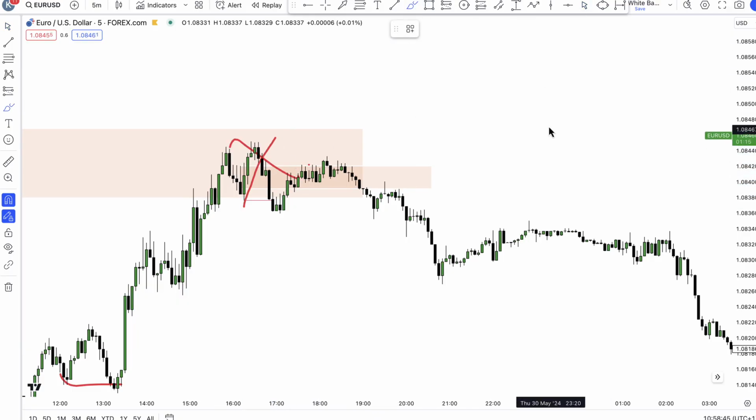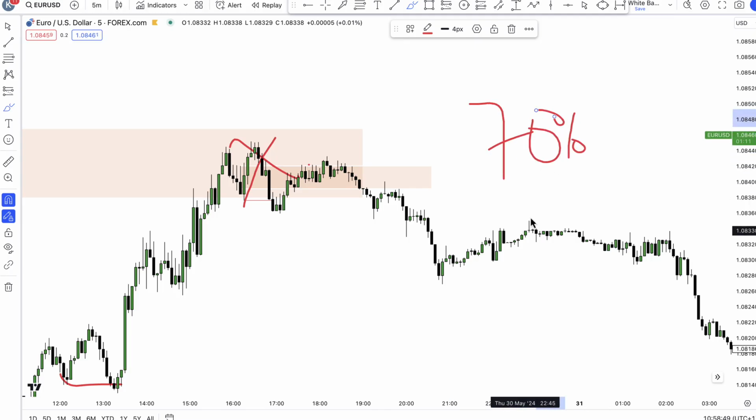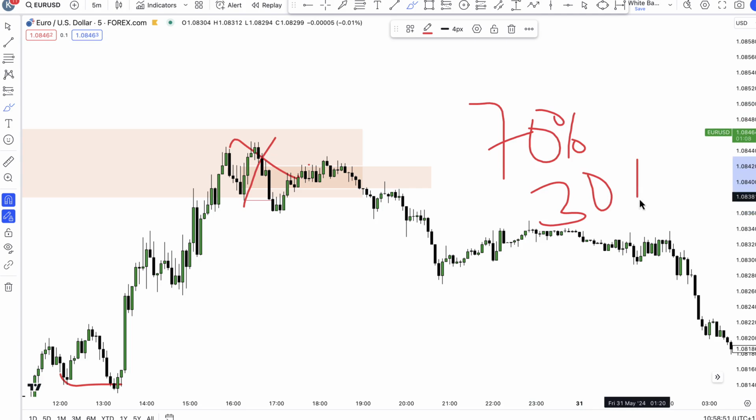And if you use this, you will get at least 70% accuracy in your trades and maybe 30% wrong trades, maybe because of emotion and different other things. I hope you're understanding this. This is how to do this secretly. A lot of you guys are making that mistake.